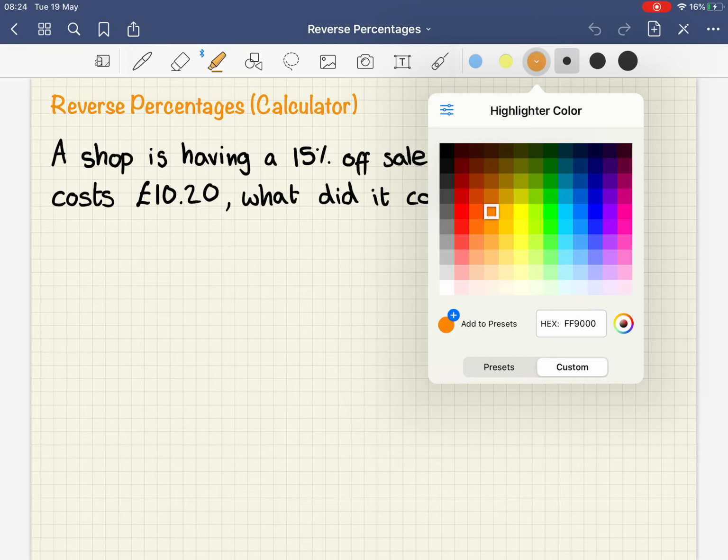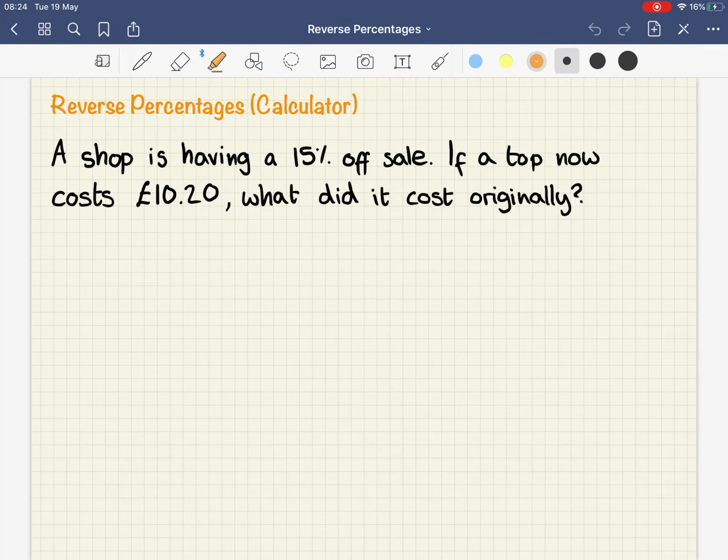So let's just change that back to orange. A shop is having a 15% off sale. So let's highlight that 15% off. If a top now costs £10.20, and I'm going to highlight that now and I'm going to explain why in a second. So if a top now costs £10.20, what did it cost originally? And I'm going to highlight that originally there.